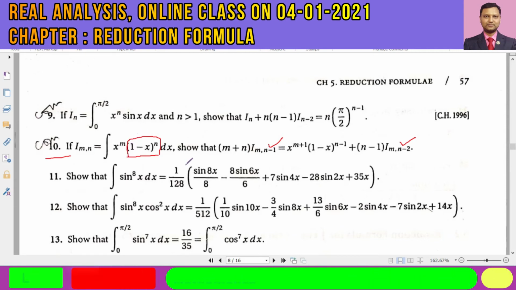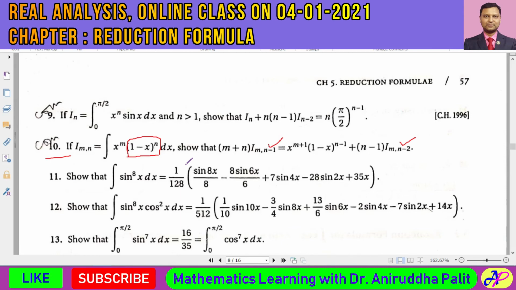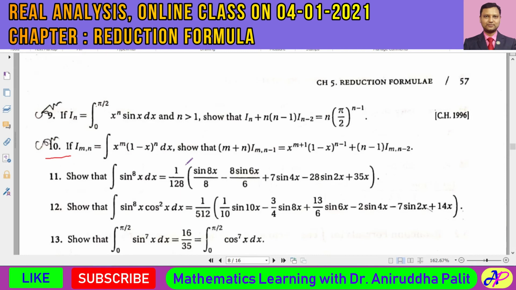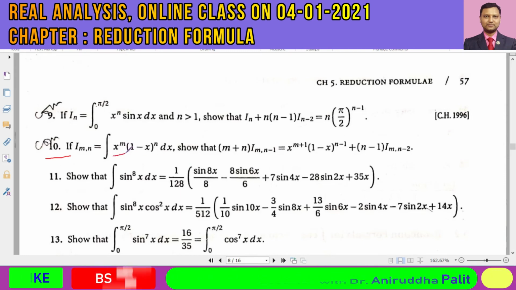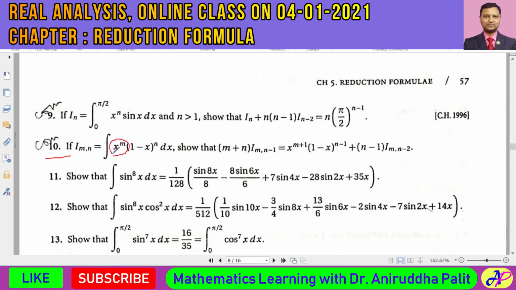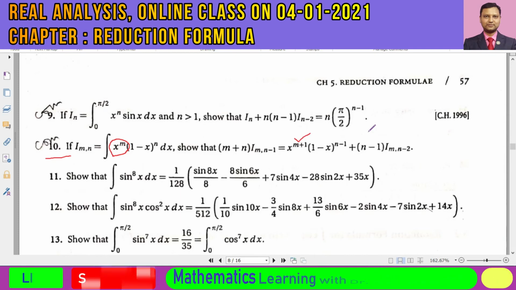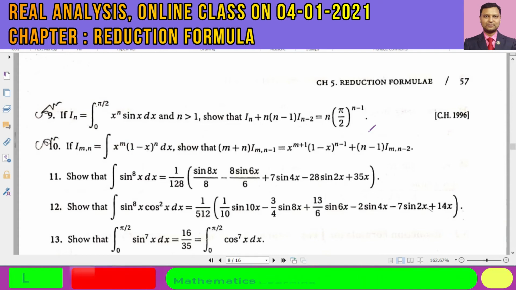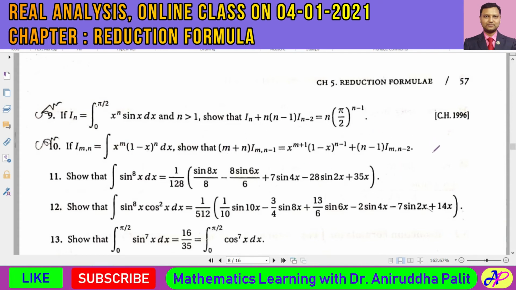Okay, (1 minus x) to the power of n should be considered as the first function, because the first function is differentiated, and the remaining part x to the power of m should be considered as the second function, because the second function is integrated, and after integration x to the power of m would become x to the power of m plus 1. So no problem would be there. That is the observation we need to have. By looking at the expression, you need to have some observation.